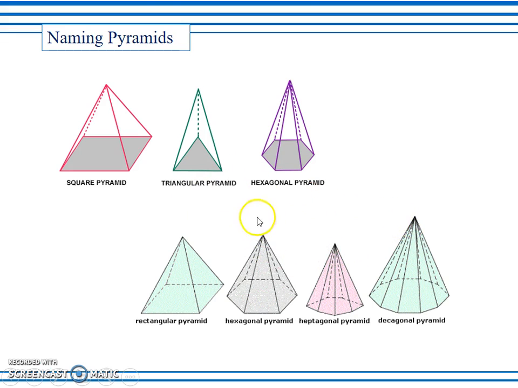What's important to note here is that a pyramid is named by its base. So for example, this is a triangular pyramid because the base is a triangle. And here we have a hexagonal pyramid because the base is a six-sided polygon called a hexagon. So it's a hexagonal pyramid.